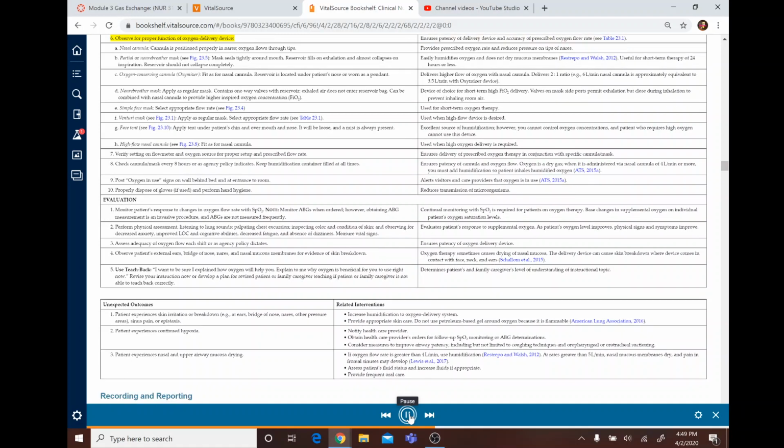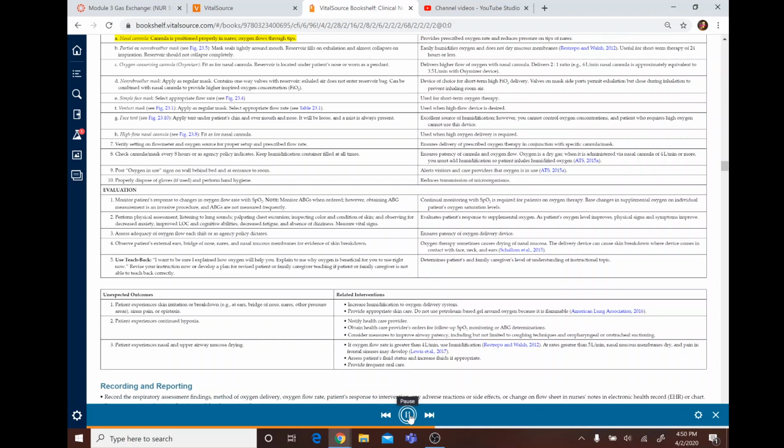6. Observe for proper function of oxygen delivery device. Ensures patency of delivery device and accuracy of prescribed oxygen flow rate, see Table 23.1. A. Nasal cannula: cannula is positioned properly in nares, oxygen flows through tips. Provides prescribed oxygen rate and reduces pressure on tips of nares.